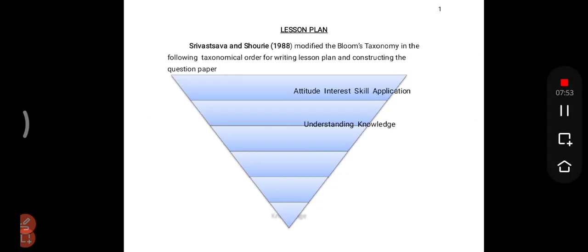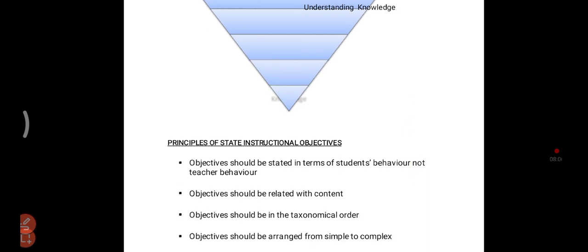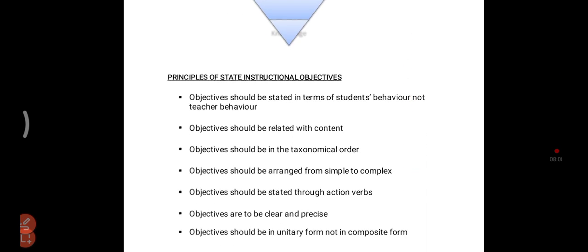The lesson plan. In 1988 the Bloom taxonomy was modified in the following taxonomical order, used for writing the lesson plan and constructing the question paper: attitude, interest, skill, application, understanding, knowledge. Now the principles of stating instructional objectives.